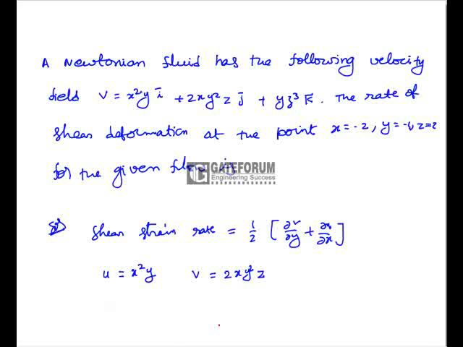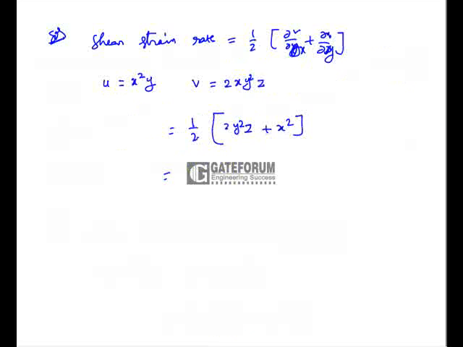So here the shear strain rate is equal to half of (∂v/∂x + ∂u/∂y). ∂v/∂x is 2y²z and ∂u/∂y is just x². Now substitute the values at the point x = -2, y = -1 and z = 2: half into (2 into 1 into 2 plus 2²), which is equal to 4. So here the shear strain rate is equal to 4.